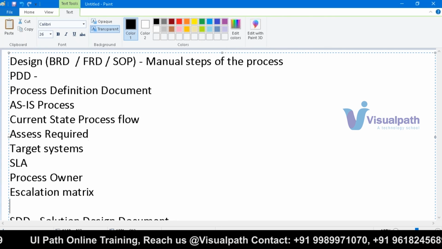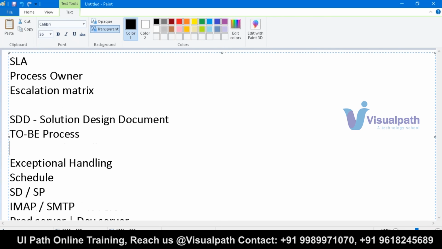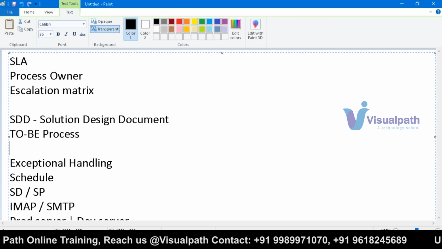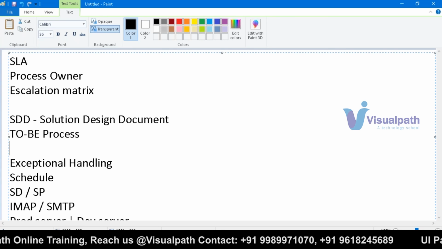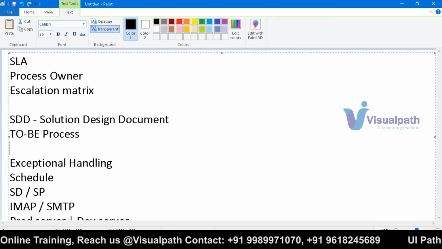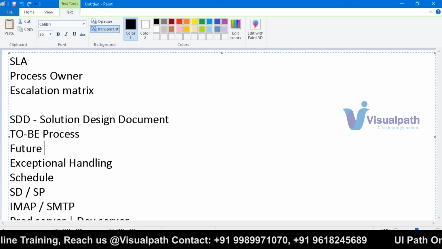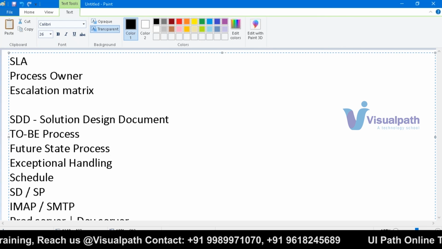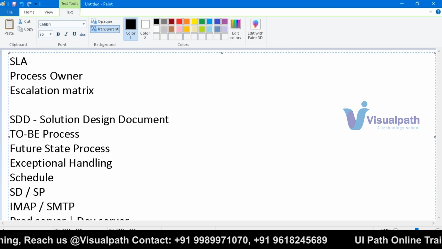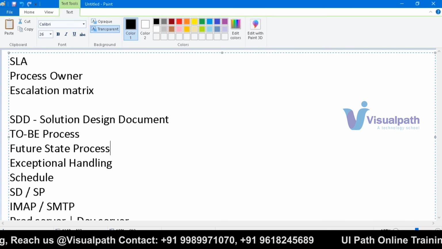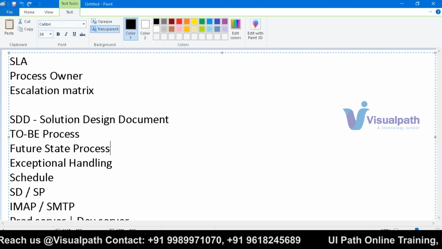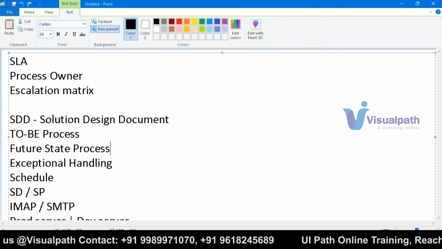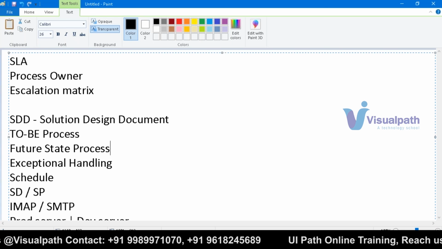And here we have future state process flow. The as-is process is like you're writing in steps. Process flow is something like you're drawing a flow chart in Visio. One of these classes I'll open Visio and show you how a process flow can be created. It is nothing but a flow chart explaining your process. Any questions so far?